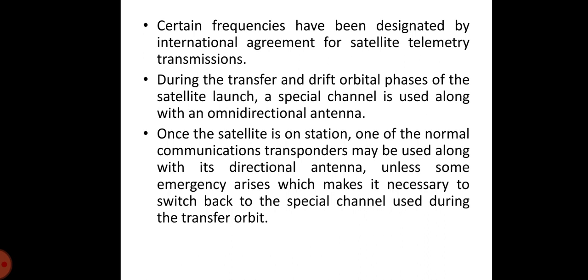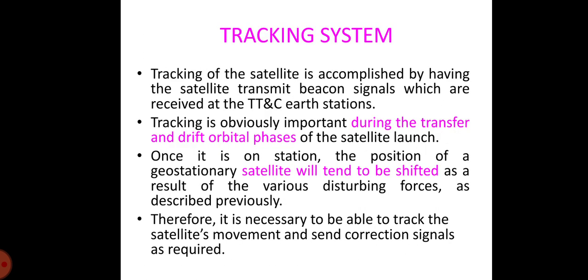Certain frequencies have been designated by international agreement for satellite telemetry transmissions. During the transmission, transfer, and orbit phases of the satellite launch, a special channel is used along with the omnidirectional antenna. Once the satellite is on station, one of the normal communication transponders may be used along with its directional antennas, unless some emergency arises which makes it necessary to switch back to the special channel used for transfer orbit.